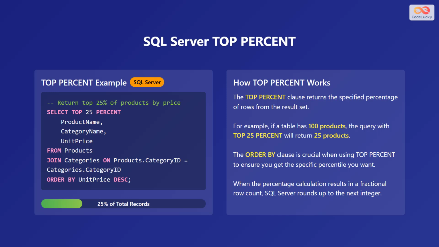SQL Server also allows you to select the top N percent of records. Here's an example of how to use the TOP PERCENT clause. This query retrieves the top 25% of products by price, joining the products and categories tables to include the category name. The percentage is shown as a horizontal bar.